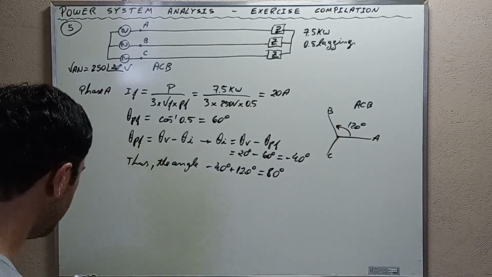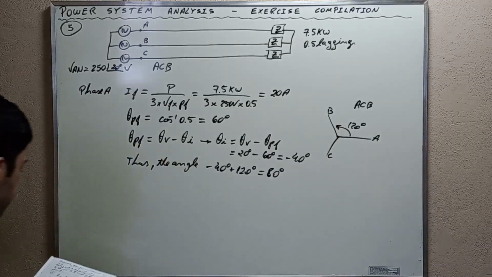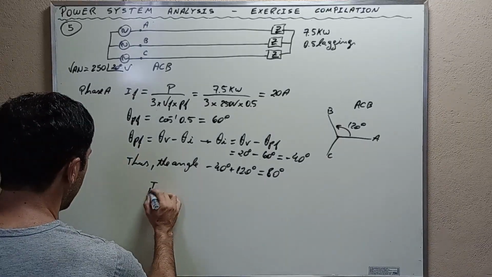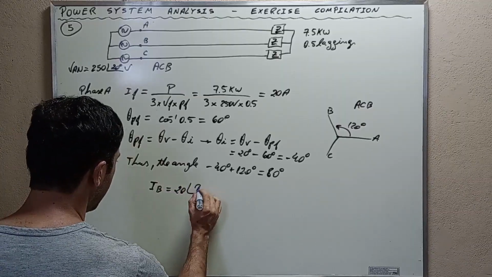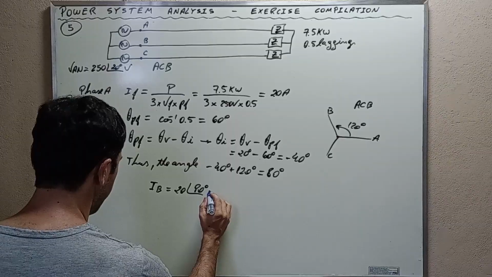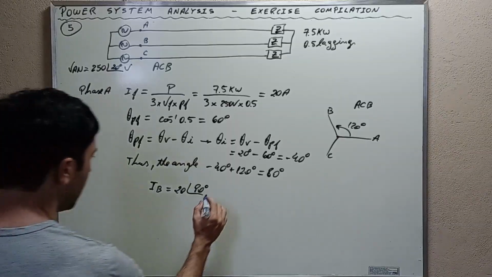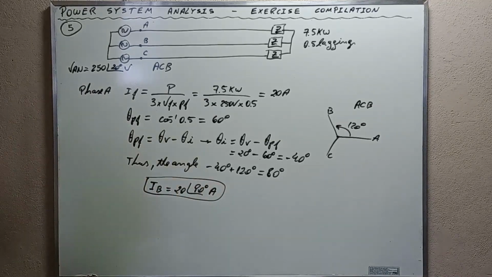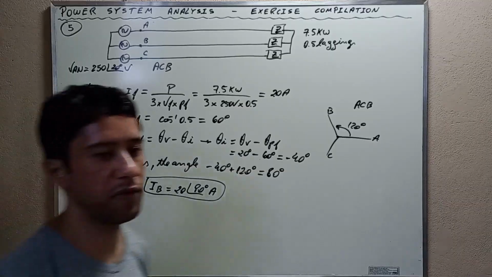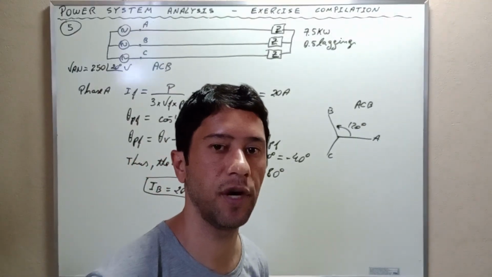Okay? And the current along phase B is I_B equal to 20 phase 80 degrees, okay, amperes. This is the current that flows along phase B. Okay, my friends, and this is all for exercise number 5. Let's go to exercise number 6 now.